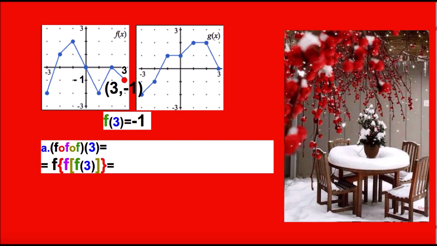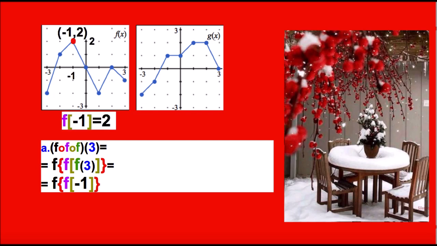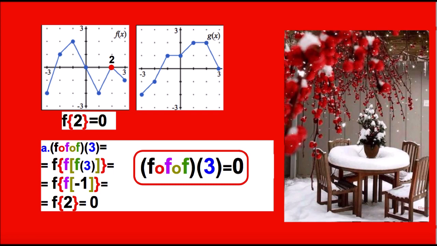f of 3 is equal to -1, so let's plug that into our question. f of -1. Then we need to find f of -1 on our graph, which is equal to 2. That simplifies to f of 2. And f of 2 is equal to 0, such that our final answer, f composed of f of 3, is equal to 0.